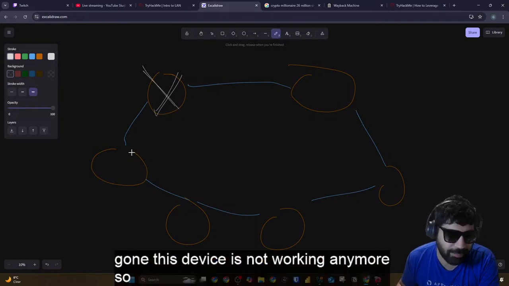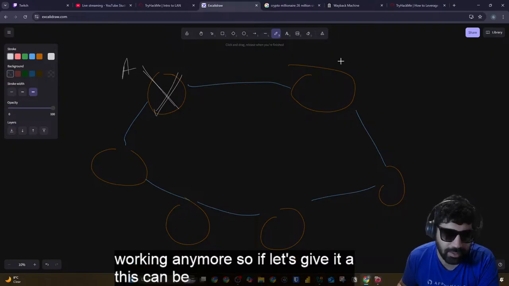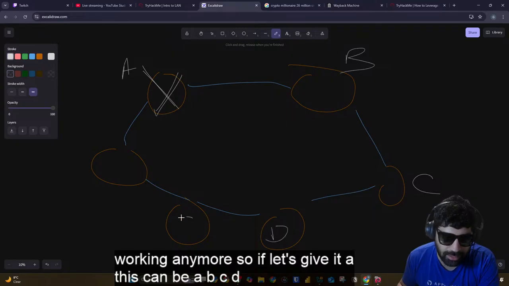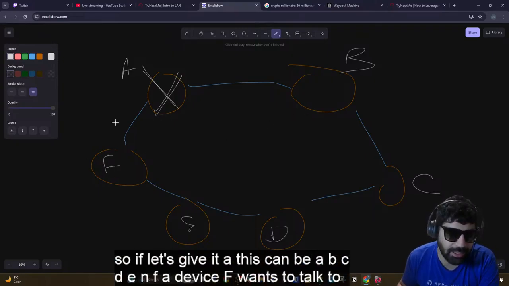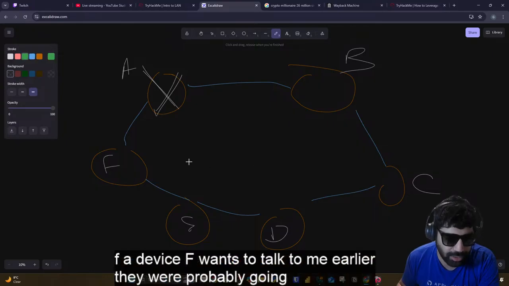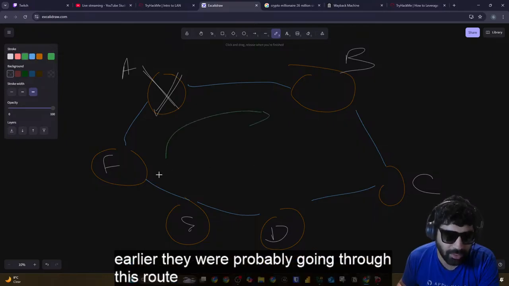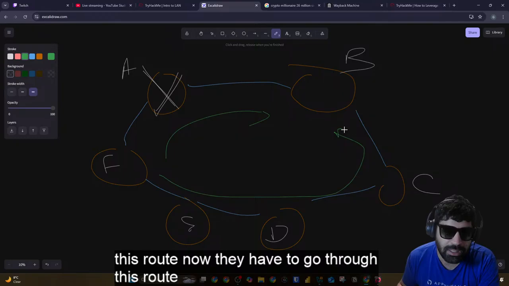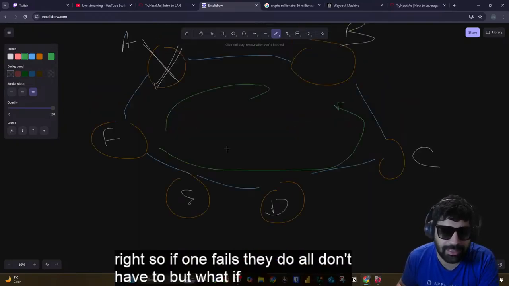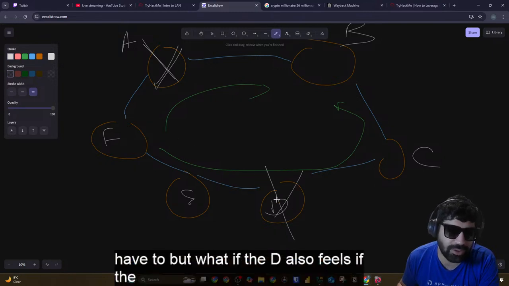Let's label them A, B, C, D, E, and F. If device F wants to talk to B, earlier they were probably going through this route. Now they have to go through this route, right? So if one fails, they all don't have to. But what if D also fails? If D also fails, then F and E can't talk to B and C.